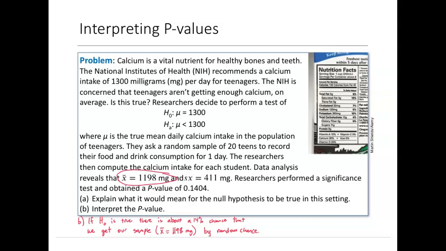So is that enough evidence, do you think, to support the alternative hypothesis? Is 14% super unlikely? It's not super unlikely. It's going to happen more than 1 every 10 samples. So no, I would say that's not enough evidence. The lower your p-value, the more evidence you have for your alternative hypothesis. So we're saying if the null hypothesis is true, there's a 14% chance we get our sample or less. Not super unlikely. So I'm going to make a note of that for you.